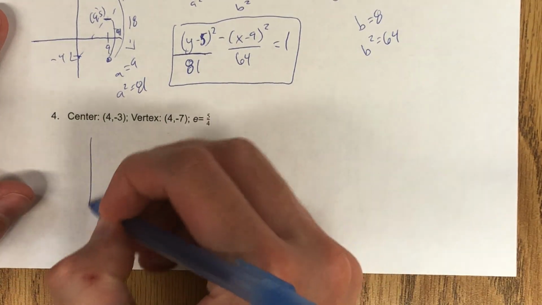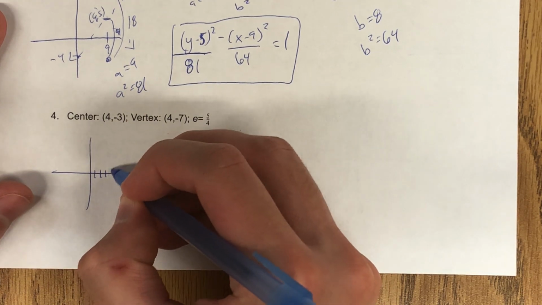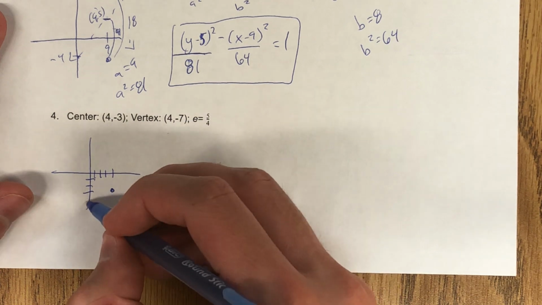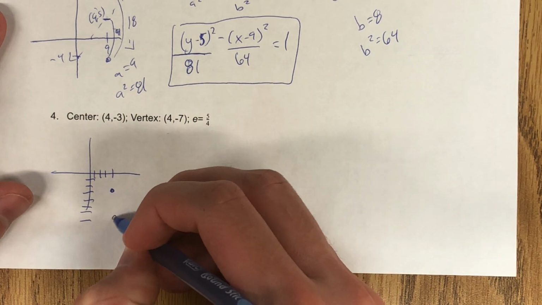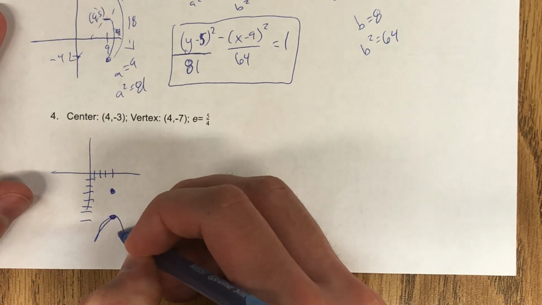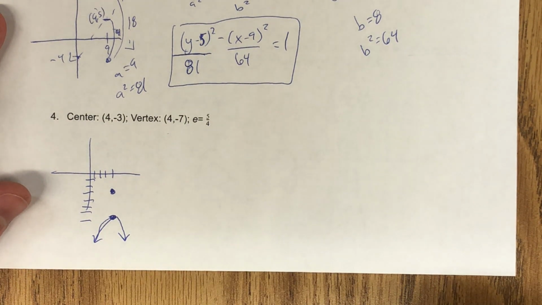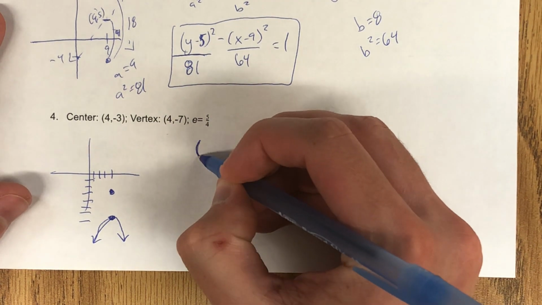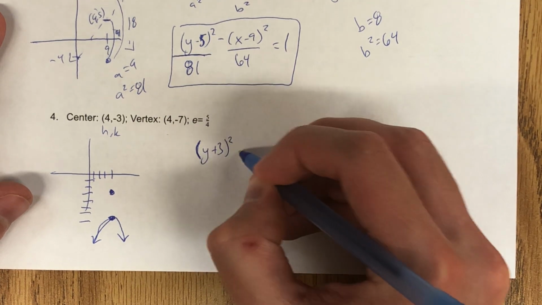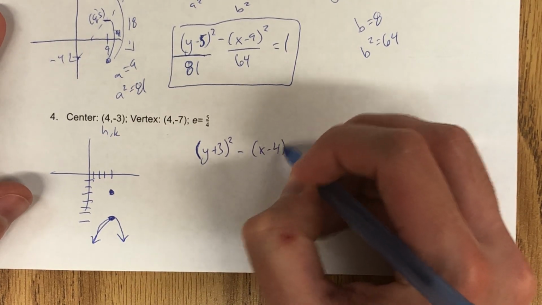So this one we have a center at (4, negative 3). We have a vertex at (4, negative 7). Okay. So the vertex is below, so we know it's going to be a vertical hyperbola again. So that means our y term is going to come first. We have the center, so we have h, k. So we'll have y plus 3 squared and x minus 4 squared.